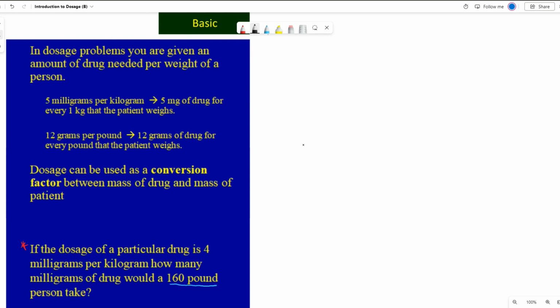So we're given a dosage, and it tells us what the dosage is right here. It tells us the dosage is 4 milligrams per kilogram. So we have 4 milligrams per kilogram.